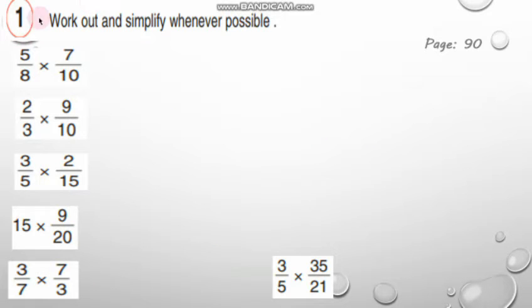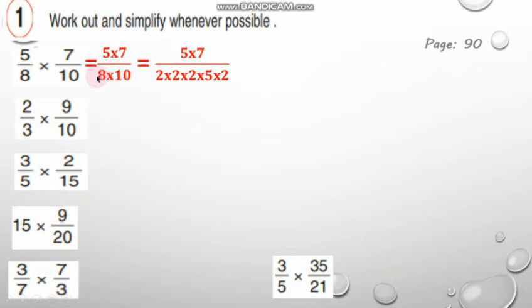Now page 90, number 1, work out and simplify whenever possible. Let's see. Here I have 5 over 8 times 7 over 10. I multiply the numerators together and the denominators together. So 5 times 7 over 8 times 10, I can write instead of 8, 2 times 2 times 2, and instead of 10, 2 times 5. Now I can simplify by 5 and I complete. 7 over 16 is the answer.